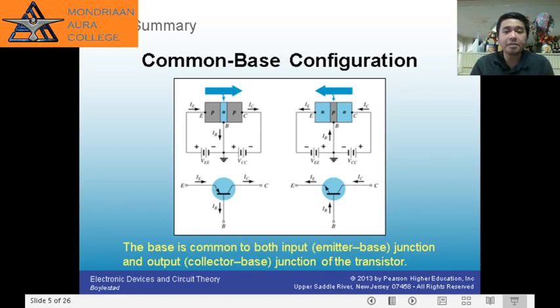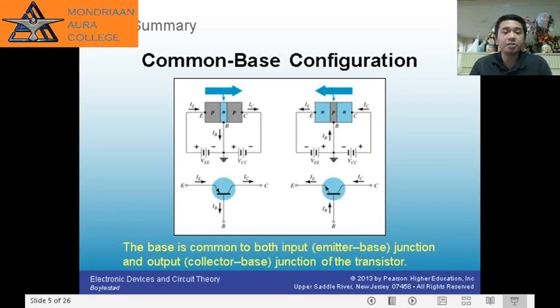Ang BJT bilang isang amplifier, nagpapasok tayo ng isang maliit na AC signal sa ating input terminal and then ine-expect natin na magkakaroon ng mas malaking version nito sa ating output. Depende sa configuration ang magiging output natin. Posible tayong magkaroon ng mas malaki, posible tayong magkaroon ng out of phase by 180 degrees. So, depende sa tinatawag natin na configuration.